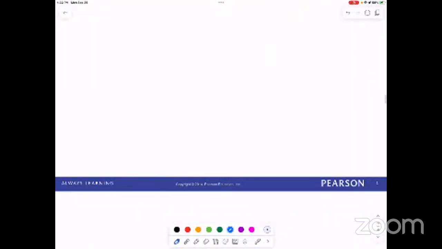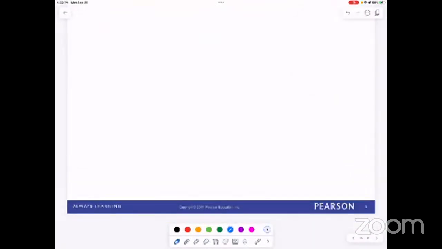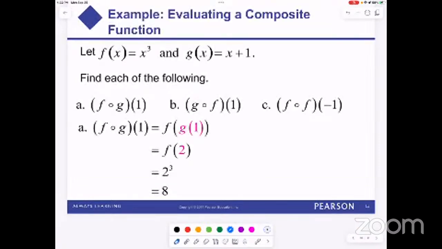Okay. And then we were working on the next one. I just wanted to showcase that in the calculator. Okay. So we did part A. Let's work on part B. So for part B, I need a copy.